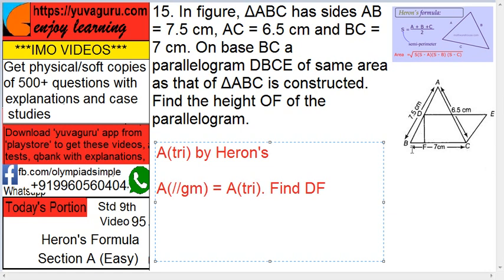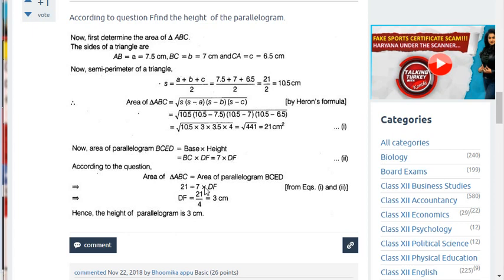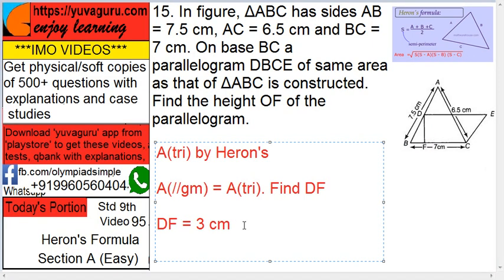BDEC. So base into height, right? So 21 equals base, which is 7, into height, which is DF. So DF equals 21 upon 7 equals 3. It should be 7 over here. DF equals 3. That's the required answer.